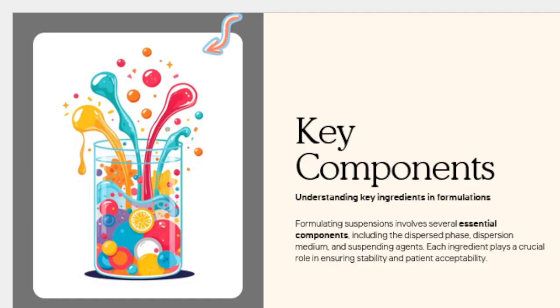The key components in a suspension: formulating a suspension involves several essential components, including the dispersed phase, dispersion medium, and suspending agents, and each ingredient plays a crucial role in ensuring stability and patient acceptability. The dispersed phase is the solid particles, the dispersion medium is the liquid, and the suspending agent is what helps the particles to be suspended and dispersed in the liquid medium.